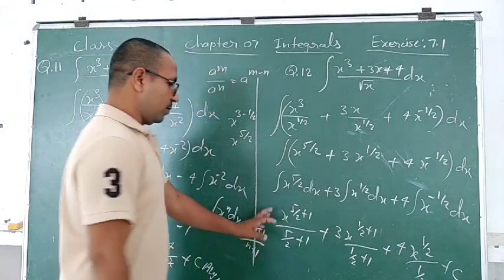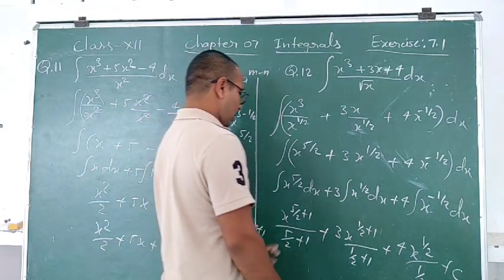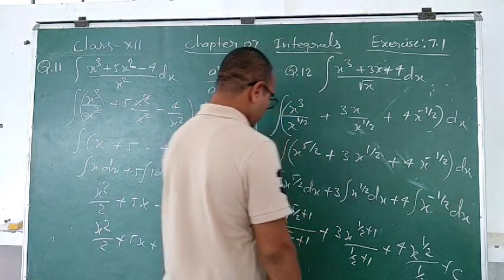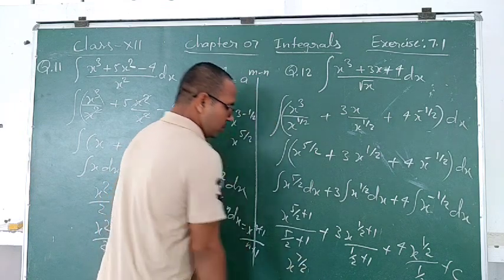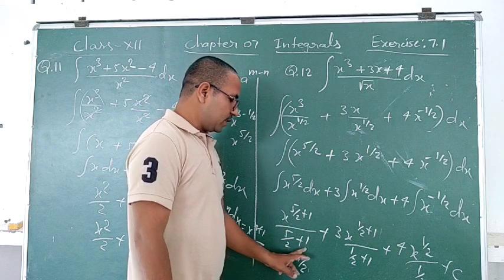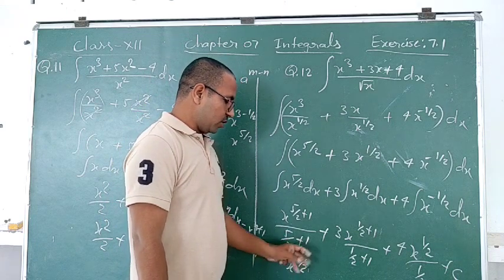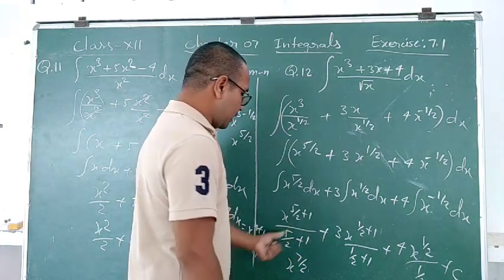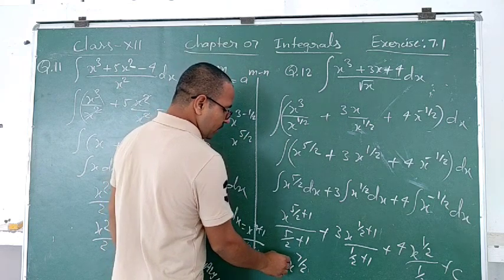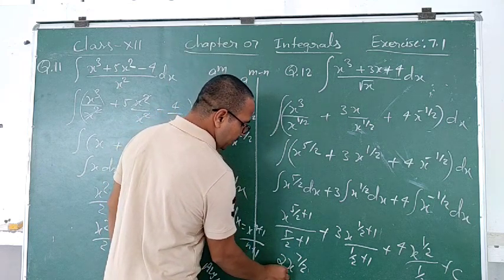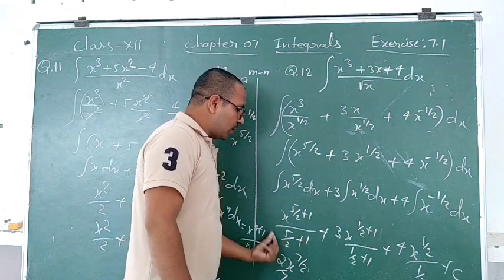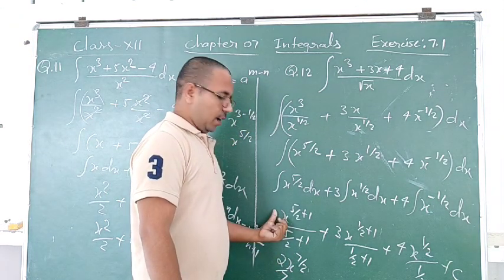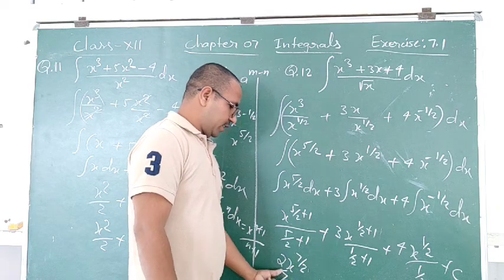So now we have to simplify these portions. How much will we get? 7 by 2. So x to the power 7 by 2. Again you will take the LCM. And the 7 by 2 in the denominator, change it into the numerator. So this one will become 2 by 7. The 2 will go in the numerator and 7 will remain as it is.